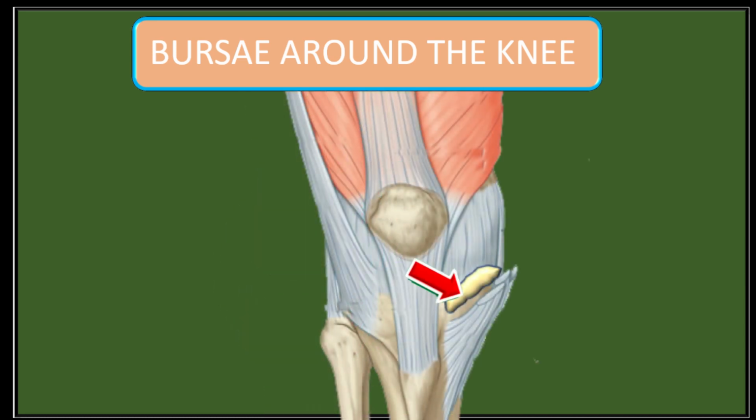Medially, we see the anserine bursa, which is the bursa that separates the tendons of sartorius, gracilis, and semitendinosus from each other and from the tibial collateral ligament. Its inflammation leads to pes anserine tendinopathy.